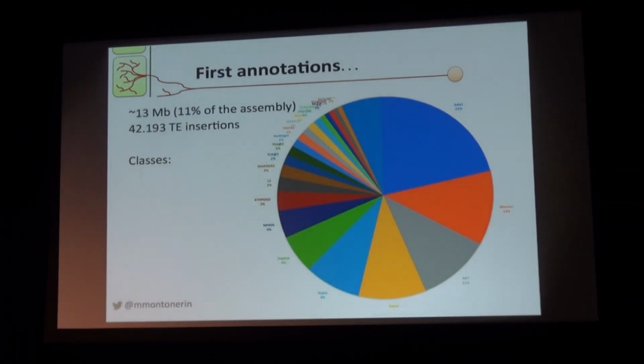And then we are still processing the assembly. We are still trying to get data from it. But one of the first things that we did is just one first quick annotation of the transposable elements. They are right now 11% of the assembly, but probably we are missing some because of collapsing.